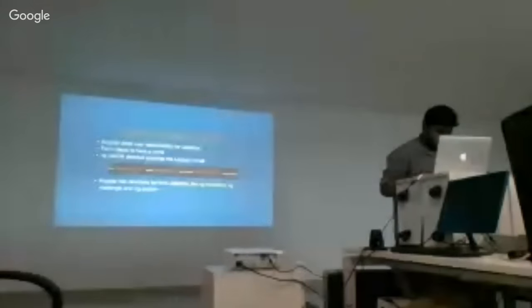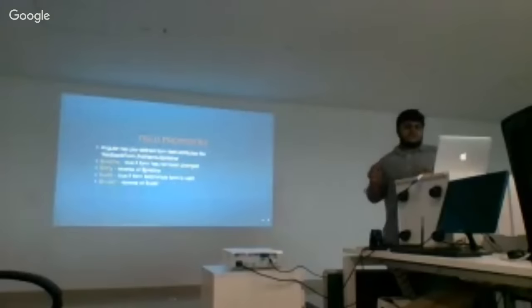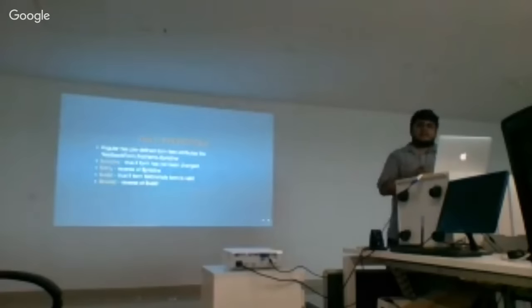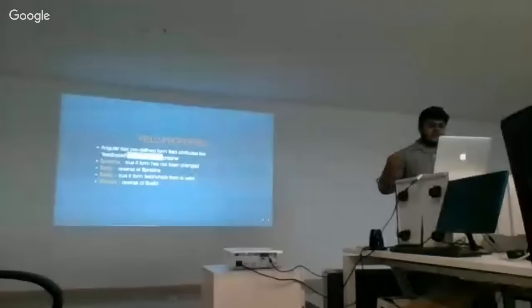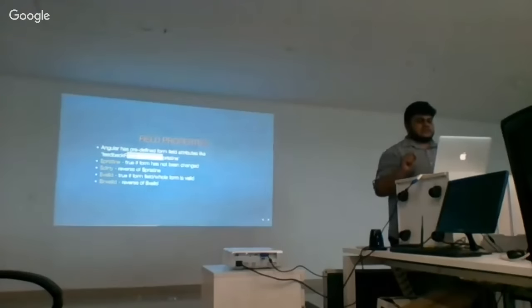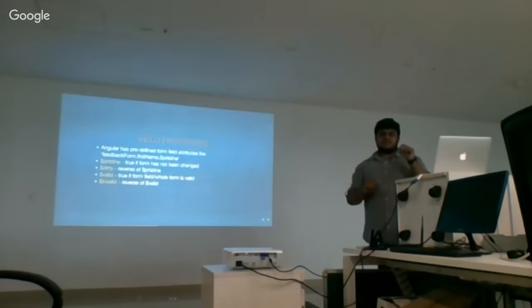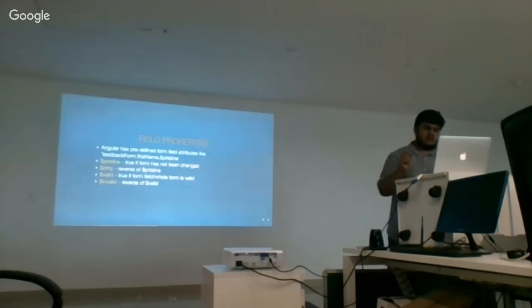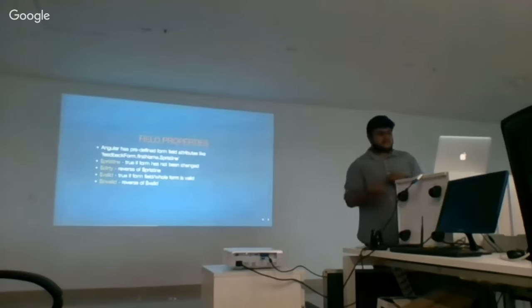The way you take care of that is, AngularJS has field properties that are specifically used for form validation. The way you use it is feedbackForm.firstname.$pristine. You have these values: $pristine, $dirty, $valid, and $invalid. $pristine is true if the form has not been changed. So if the form hasn't been touched at all by the user, then $pristine is set to true, and $dirty is set to true if the user has edited the form.